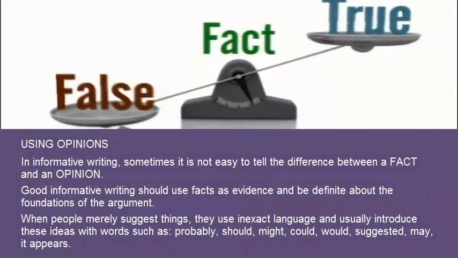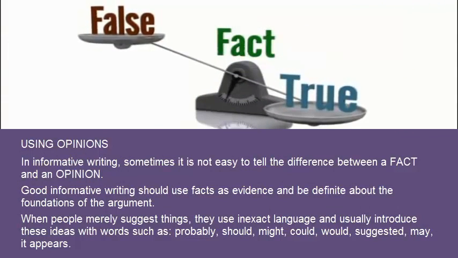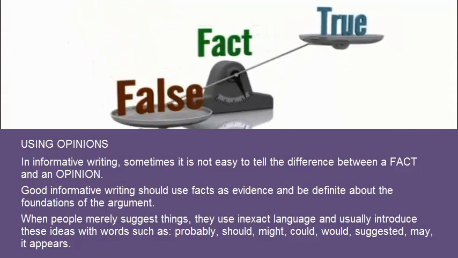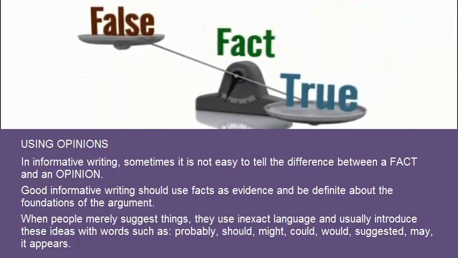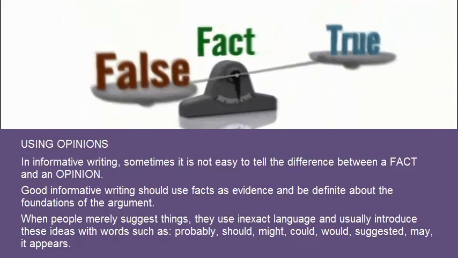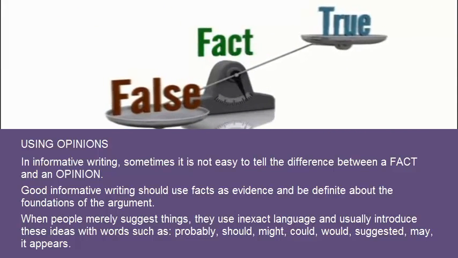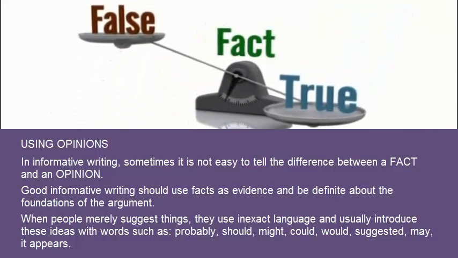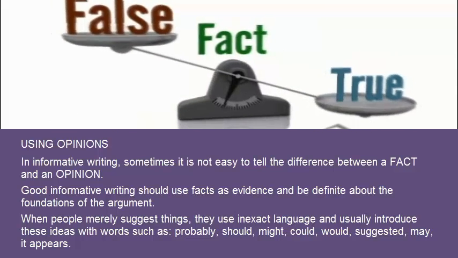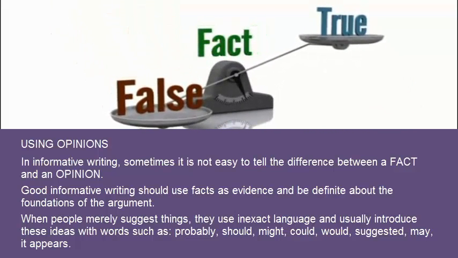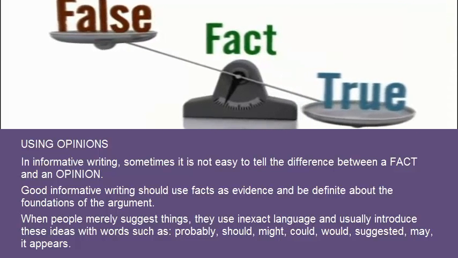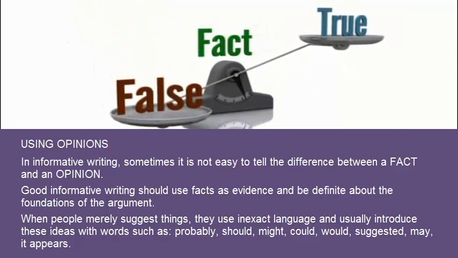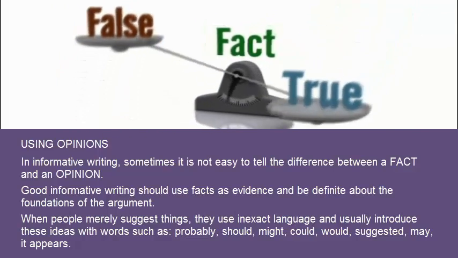Using opinions. In informative writing, sometimes it is not easy to tell the difference between a fact and an opinion. Good informative writing should use facts as evidence and be definite about the foundations of the argument. When people merely suggest things, they use inexact language and usually introduce these ideas with words such as probably, should, might, could, would, suggested, may, it appears.